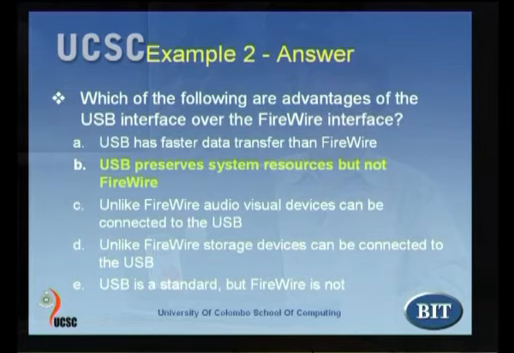And unlike FireWire, storage devices can be connected to the USB. Now it is true that we can plug in storage devices to the USB, but we can also plug in storage devices like external hard drives and external CD-ROMs to the FireWire interface. So this is also an incorrect option. And USB is a standard but FireWire is not. But USB is a standard and FireWire is also a standard, so that is also an incorrect answer.